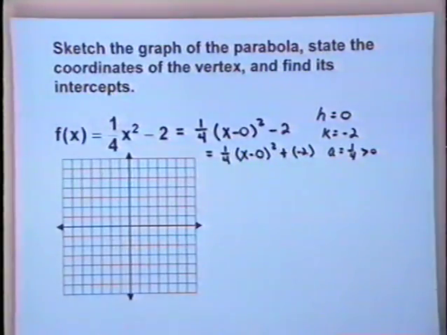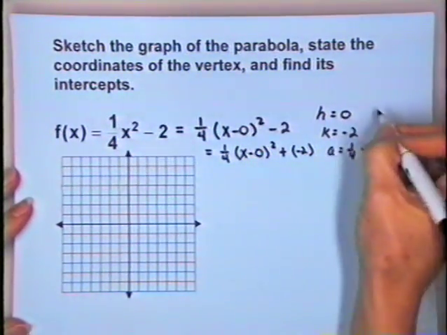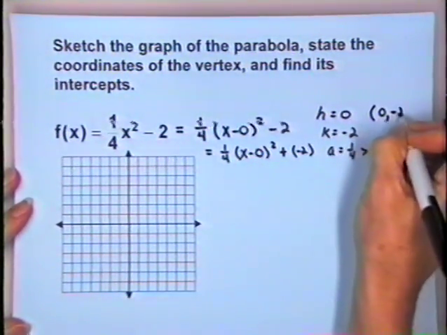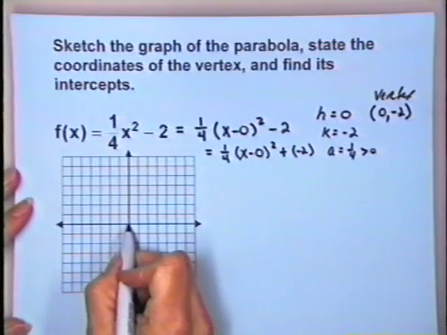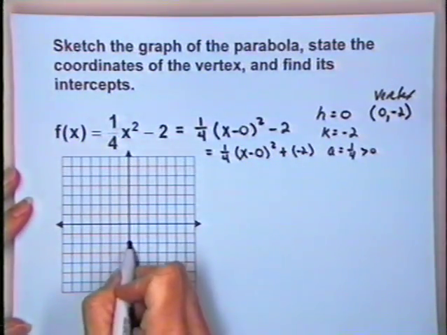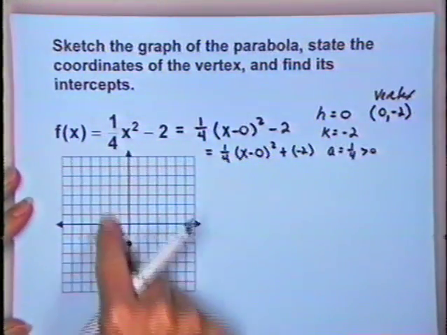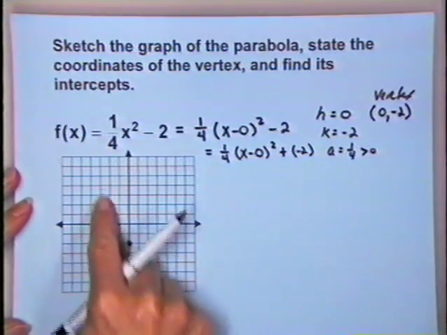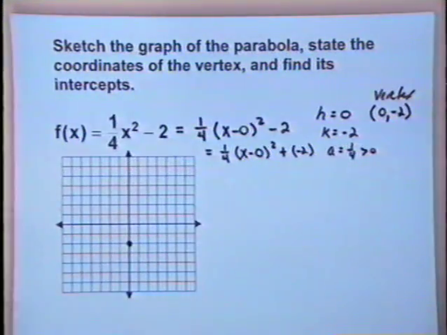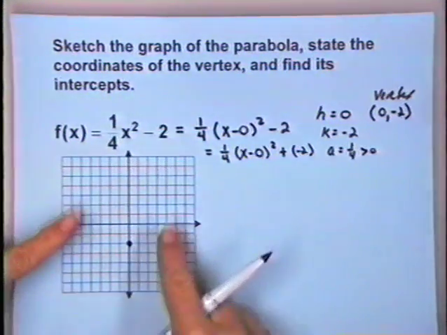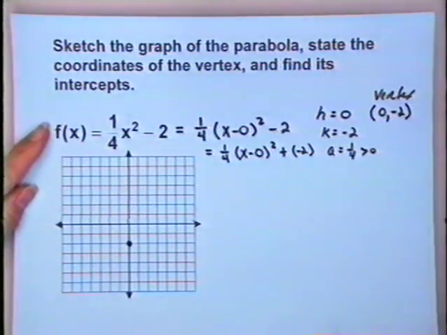Now, having located this vertex by simply recognizing the form that this equation is in, my vertex is going to be at 0, -2. Remember, hk gives you your vertex point. So I'm going to locate 0, -2. Because my a is a positive quantity, I know that my graph is going to open upward from that vertex point. Okay? Now, because this problem specifically asked me to find intercepts, I'm going to do that to help me locate a couple of points here on the x-axis where my y value is 0, and that will help me to sketch in my graph.